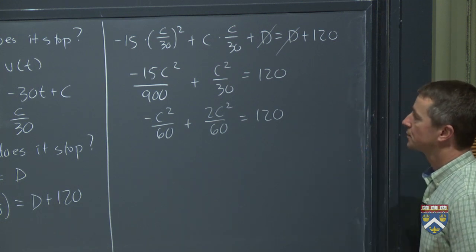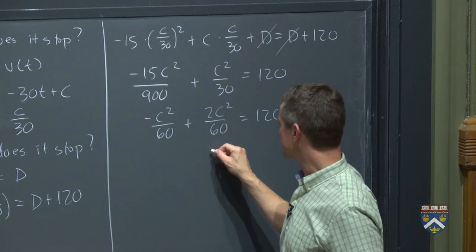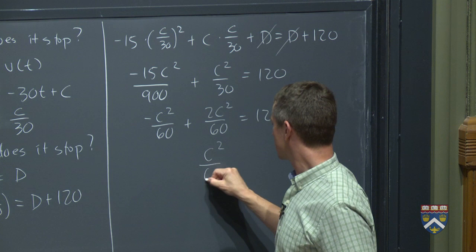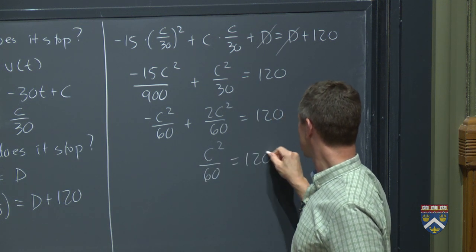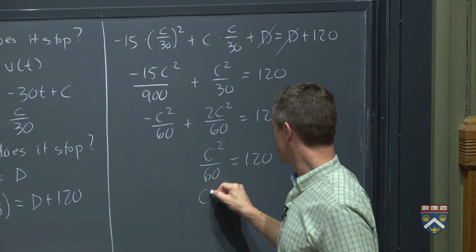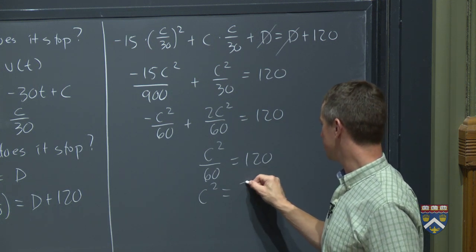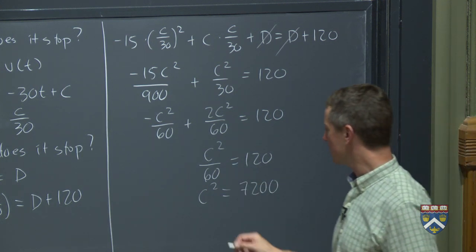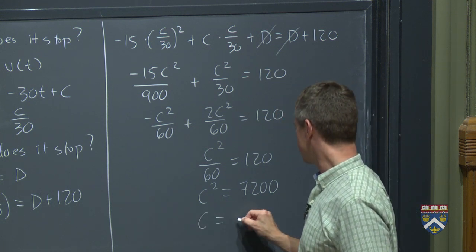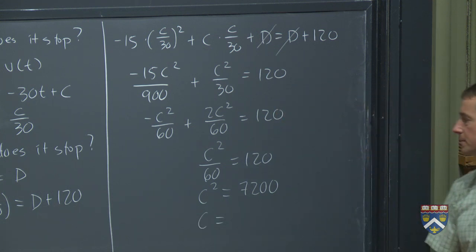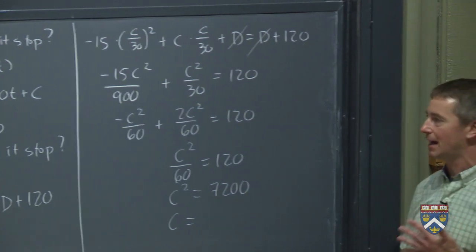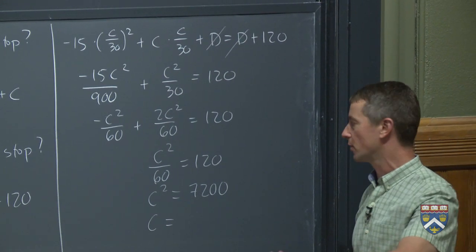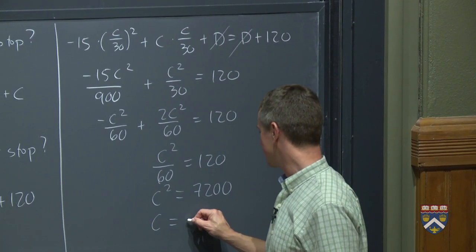So we put those together. We get c squared over 60 equals 120. So c squared equals 60 times 120, 7,200. We're almost there. Do we need the plus or minus here when we take the square root of 7,200? If there weren't any context to the problem, sure. But we know that c is the car's velocity. The car is going forward, so we only take the positive root here.